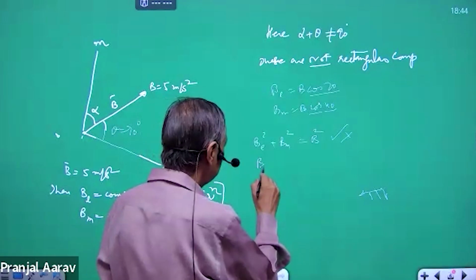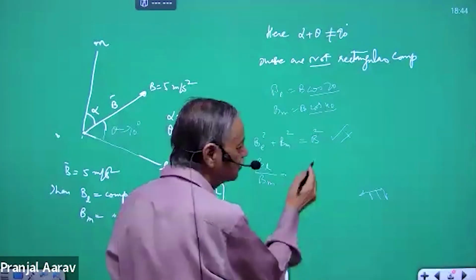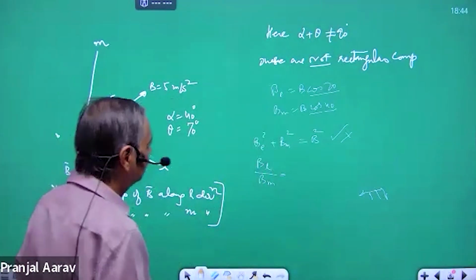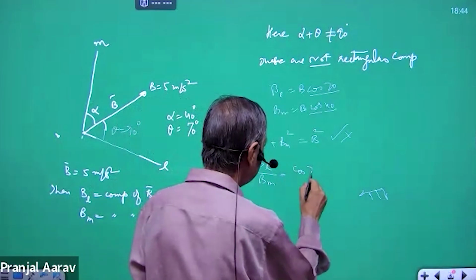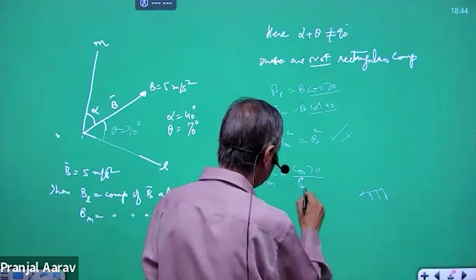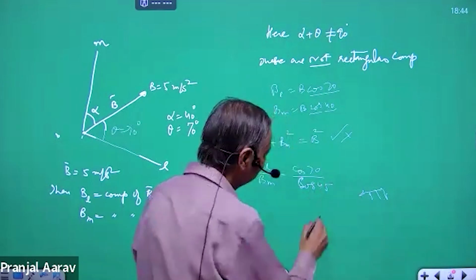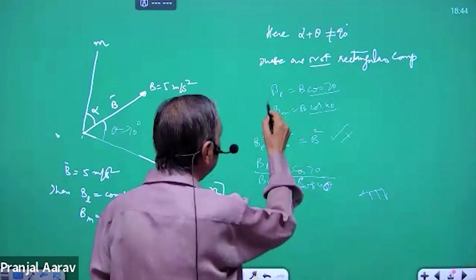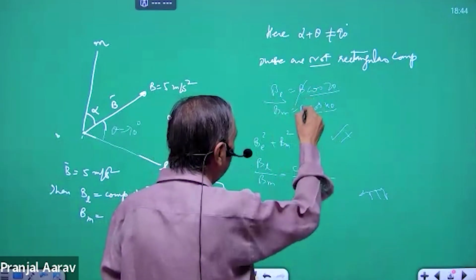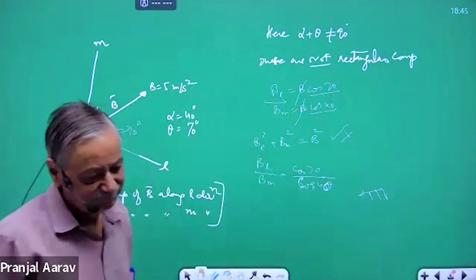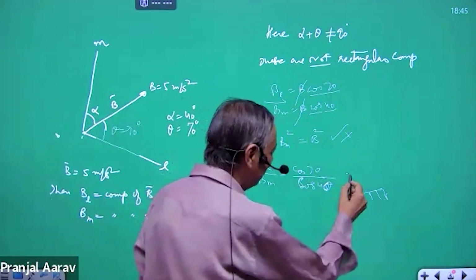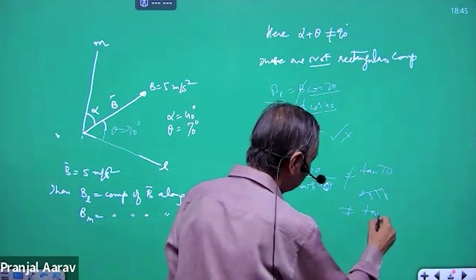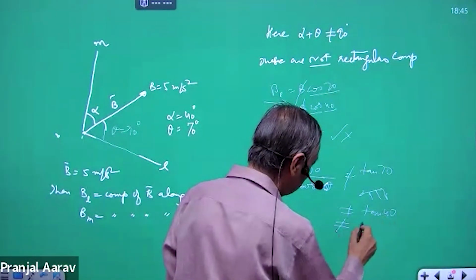Can you write BL upon BM is equal to some value, some tan theta? No, sir. Can you write cos 70 upon cos 40? Yes, you can write. You do this upon this is equal to this upon this. B gone. Then cos 70 upon cos 40. But you cannot write tan 70. Can you write tan 40? No. Can you write cot 40? No.